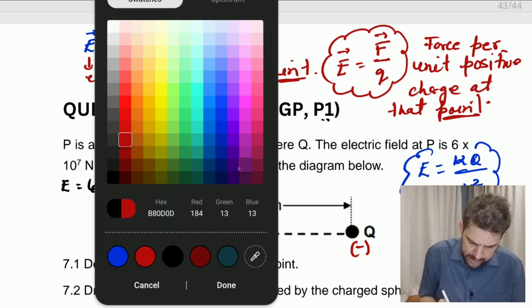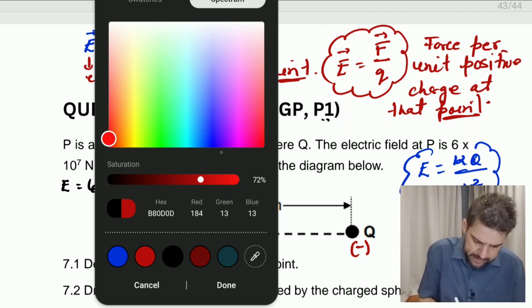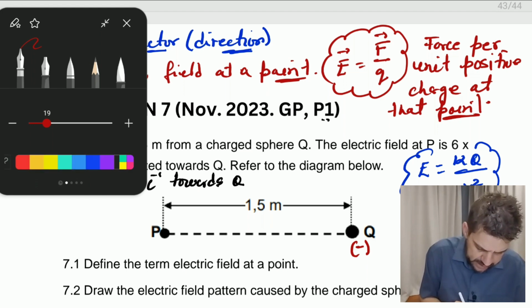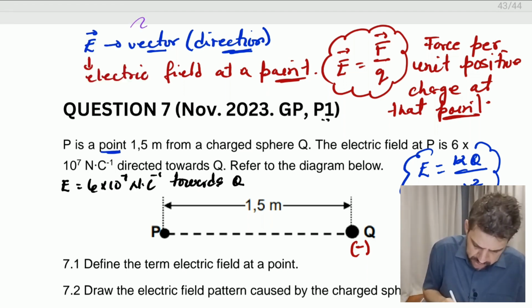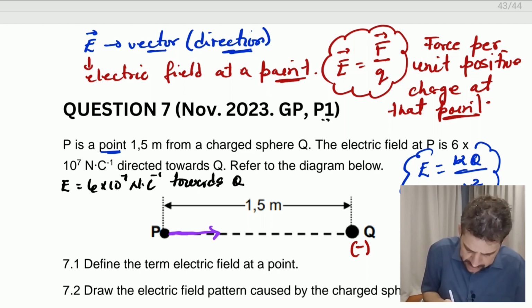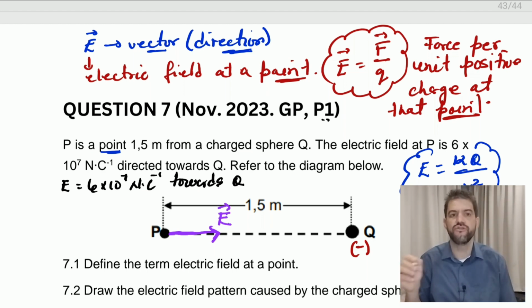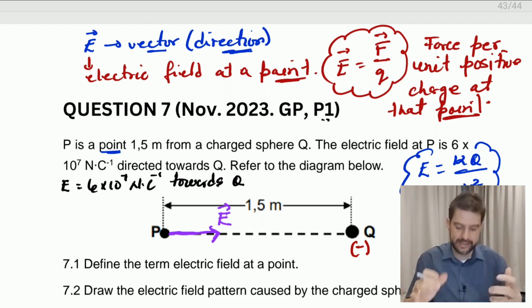And for this one, guys, I am going to use a different color. I don't want to take that color there. I want to get these colors here. This is how you would draw the electric field at P. It is E, and it's towards Q because Q is a negative charge.